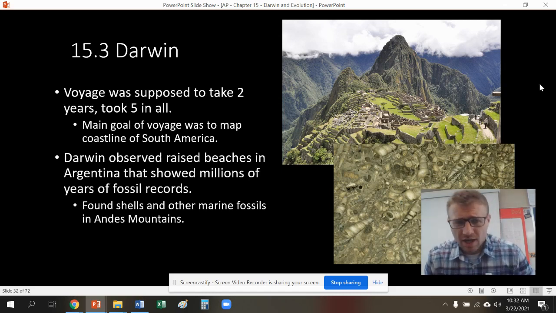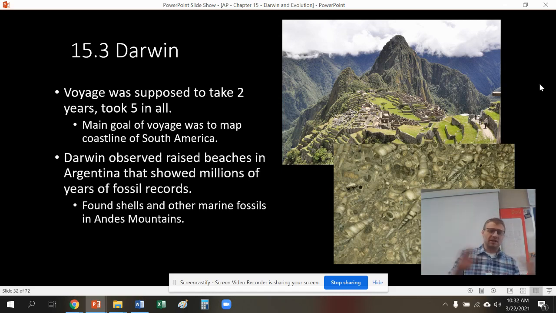Now, there's a lot that goes on with his voyage, but I'm not going to bore you to death on these things. But basically, Darwin got the opportunity. He wasn't asked to be a naturalist. He got the opportunity to be a companion to the captain on this voyage, and it was supposed to take only 2 years, but then it actually took 5 years in all. But the main objective of the voyage was to map out the coastline of South America.